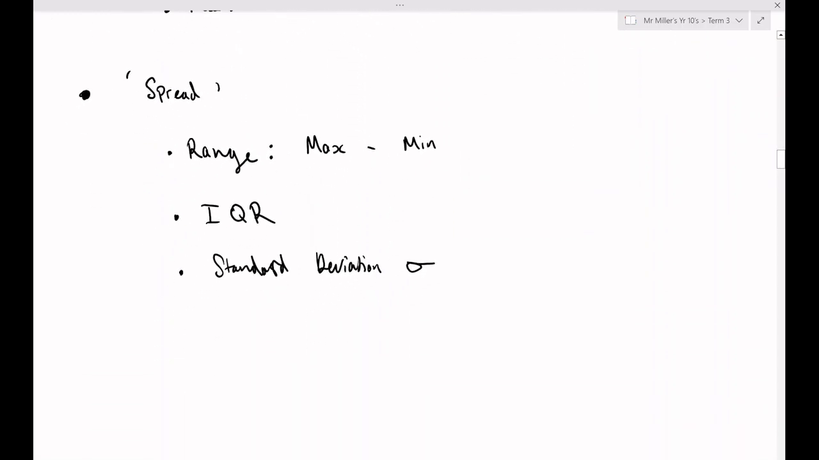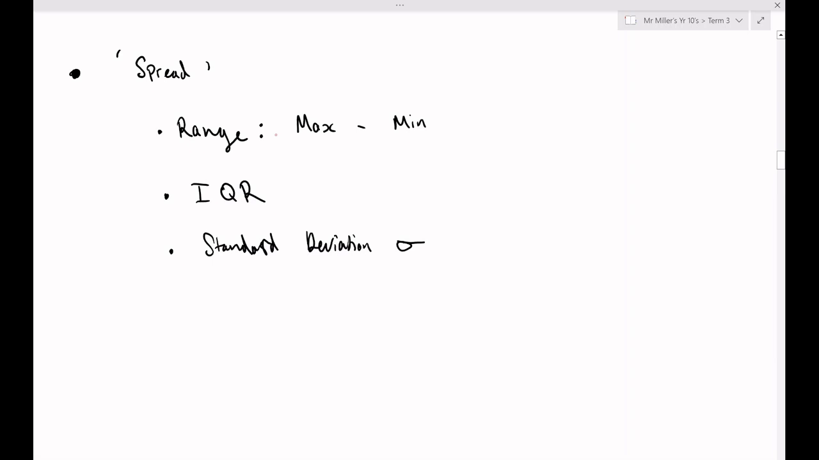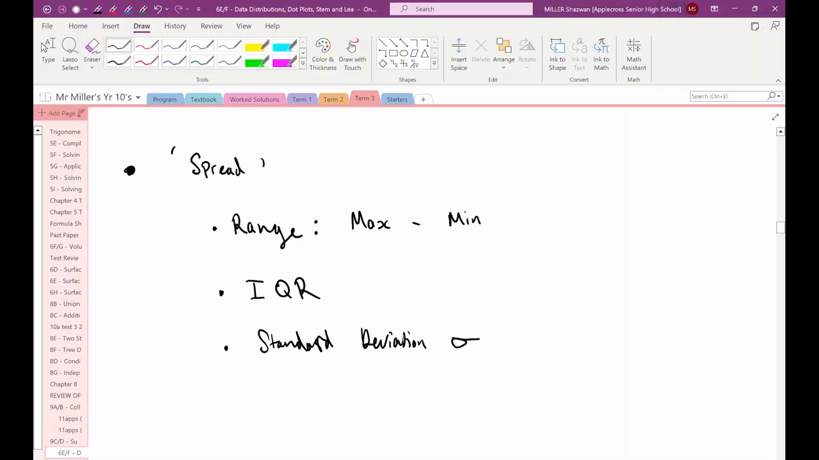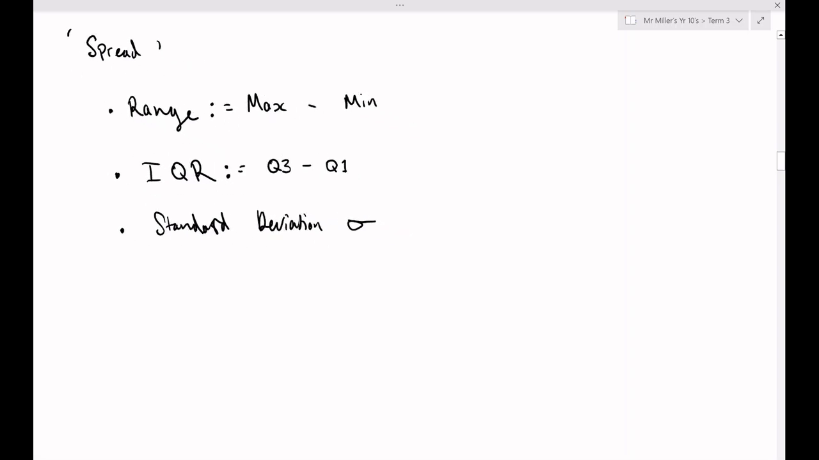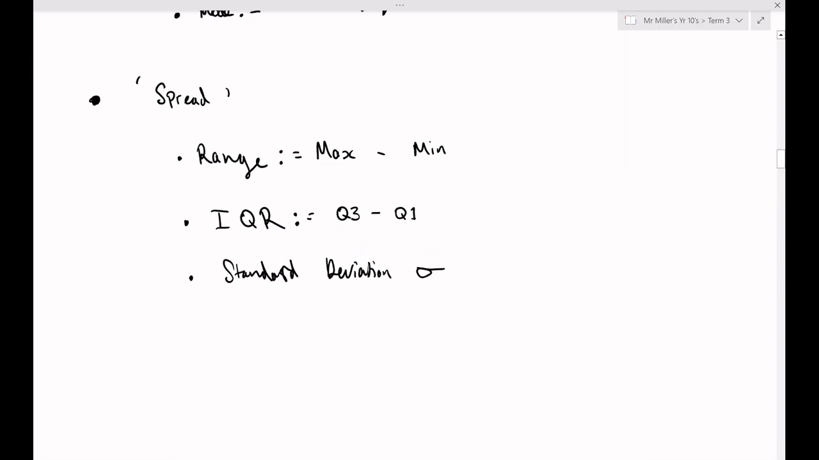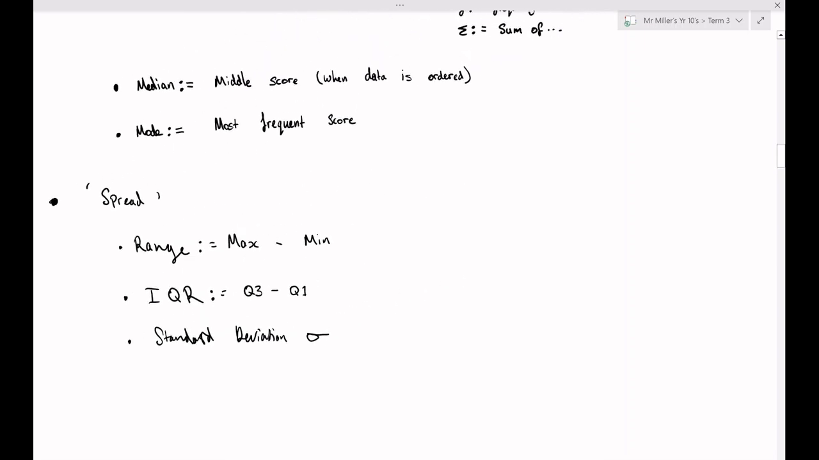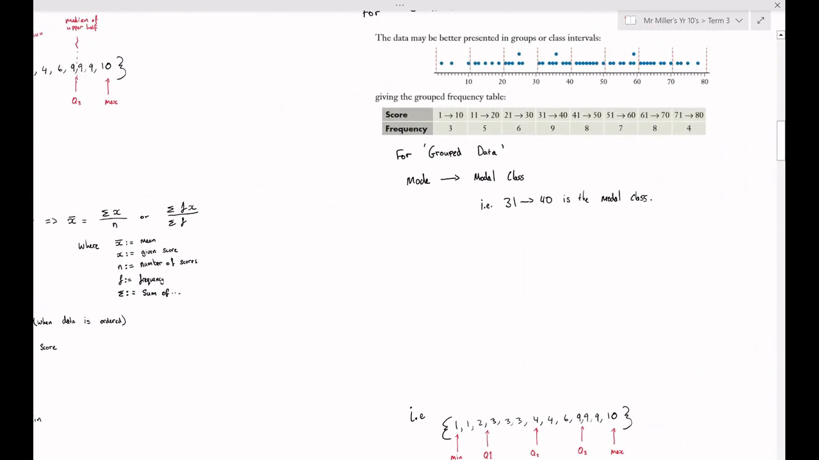For spread, we have range. This is defined as the maximum subtract the minimum. The interquartile range is quartile 3, or the median of the upper half, subtract quartile 1, or the median of the lower half. And standard deviation, that's another measure of spread, but we'll get into that in a future lesson, because that's quite a big topic.